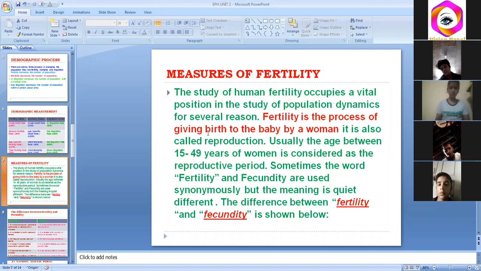So these are the measures of fertility. Especially, fertility is the process of giving birth to the baby by women. It is also called reproduction. Usually the age between 15 to 49 years of women is considered as the reproductive period. Sometimes the words fertility and fecundity are used synonymously, but the meaning is quite different. The difference between fertility and fecundity is found below. This much for today. We will talk about the differences between these two in our next class.